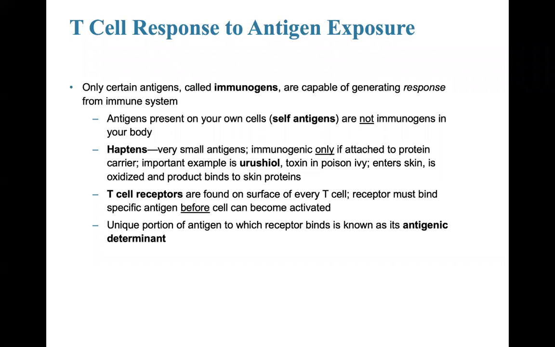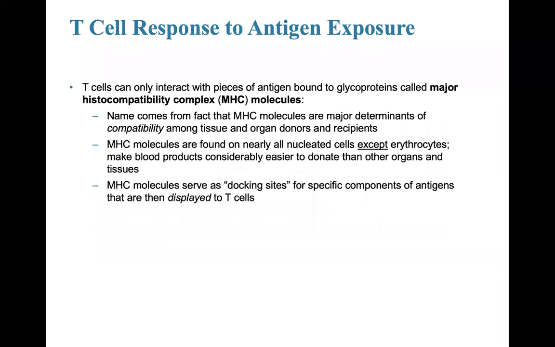The T cell receptors are found on the surface of every T cell. The receptor must bind a specific antigen before the cell can become activated. A unique portion of antigen to which the receptor binds is known as an antigenic determinant. And actually, when they're looking at making vaccines, what they try to do is just make the components referred to as antigenic components instead of using a whole cell or a live cell as a vaccine. They can just use these little bits referred to as antigenic determinants.